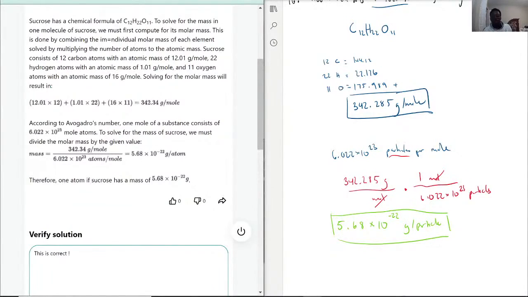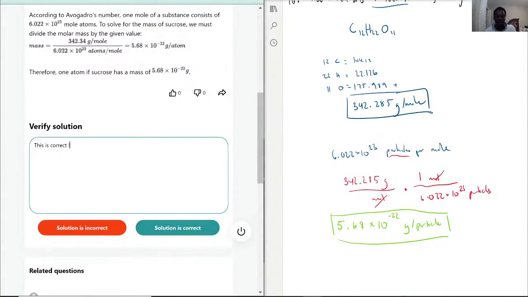So the trick here is just making sure that you read it and really understand what they're asking for, so that we don't stop too early, like for example just ending with the moles. Okay. So let's move now to question number 17.